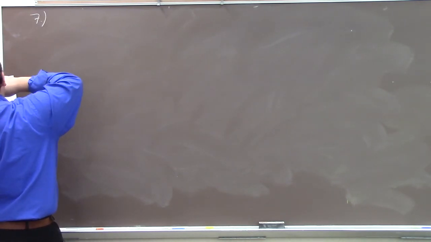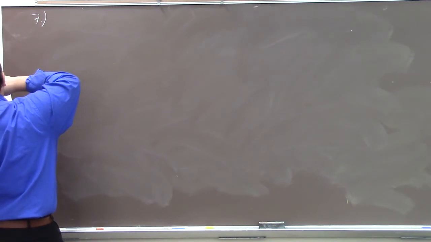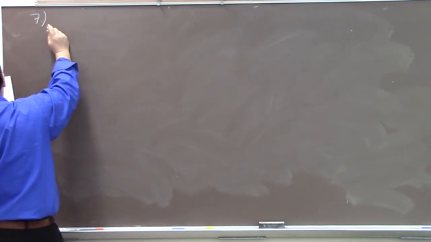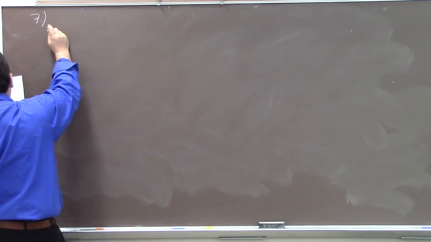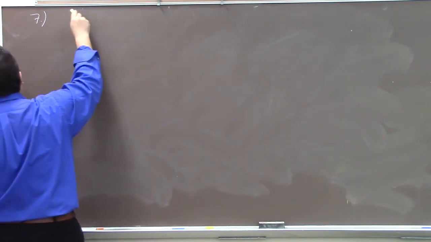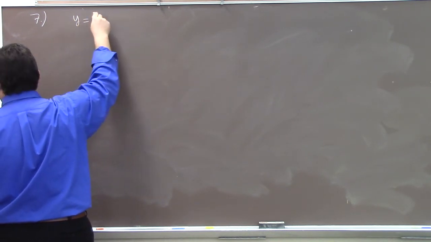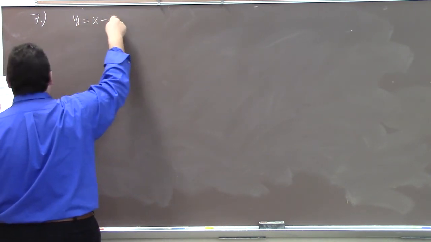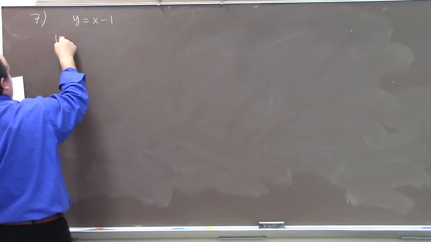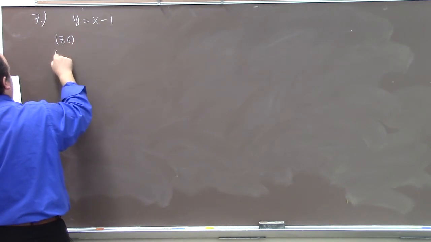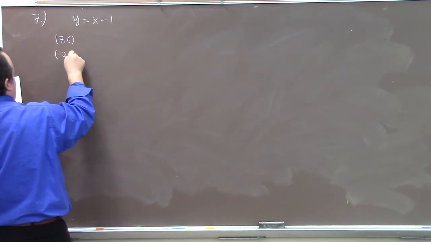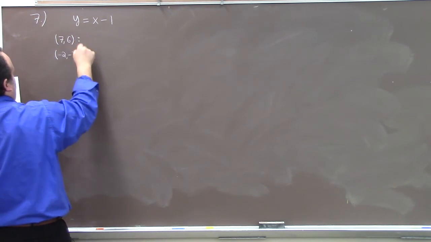It says, show that the two ordered pairs are solutions to the given equation, and then use the graph of the 2 points to determine another solution. Answers may vary. All right, so the equation that's given is y equals x minus 1, right? And you're supposed to check (7, 6) and (-2, -3). Are these on the graph?